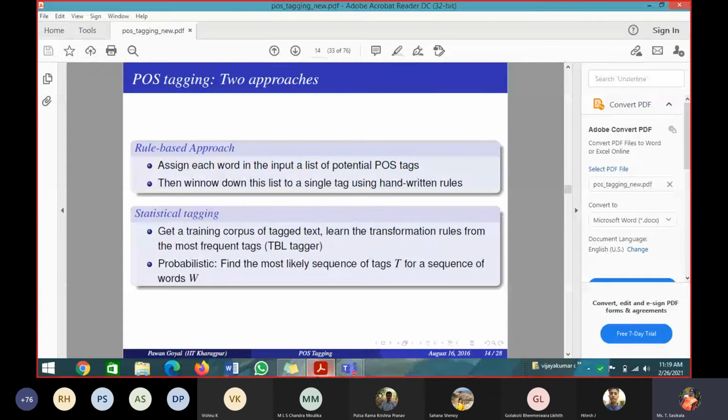You have to write handwritten rules. If this is the case, then this is the solution; this is the tag for it. Like that, you have to write it. But whether the rule-based approach is a generalized one or a specific one for the corpus? Whether it will be applied for all corpora?